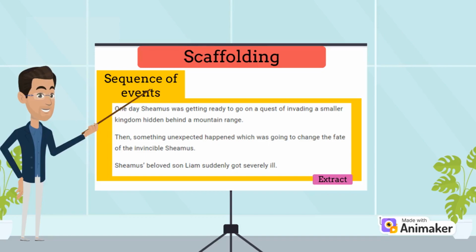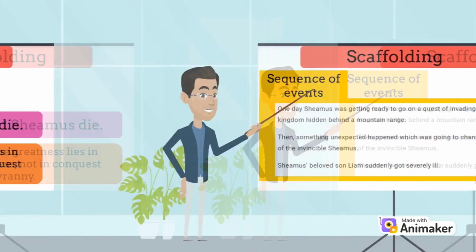Talking about the sequence of events, we can summarize it in 3 ones. When Shamus prepared to invade a kingdom, but his son Leon falls ill. When desperate to save his son, Shamus threatens physicians and discovered the cure. And finally, Shamus sacrificed himself by consuming the mushroom, saving Leon's life, but losing his own in the process.